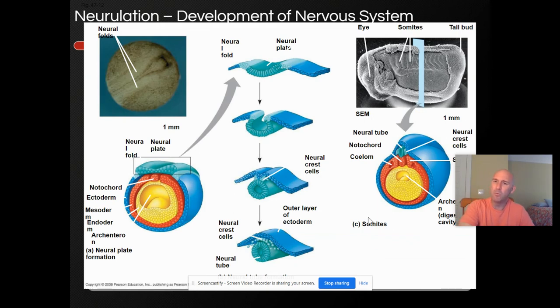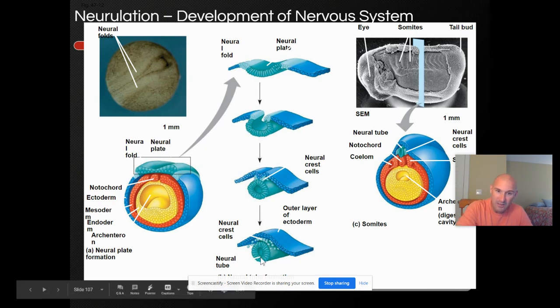The last part is once gastrulation takes place, you have this nice cavity in here. This image is showing you the three regions: here's your mesoderm, here's your endoderm, and here's your ectoderm on the outside. And this is showing neurulation, the starting point of forming your nervous system. You can see this region of the ectoderm starts to fold and form a flattened plate, known as the neural plate.